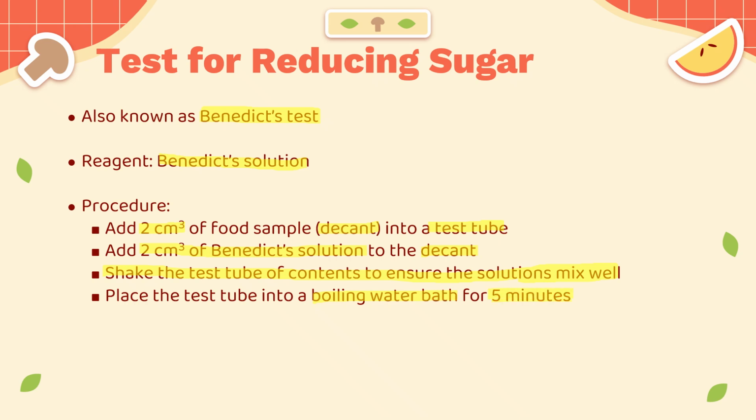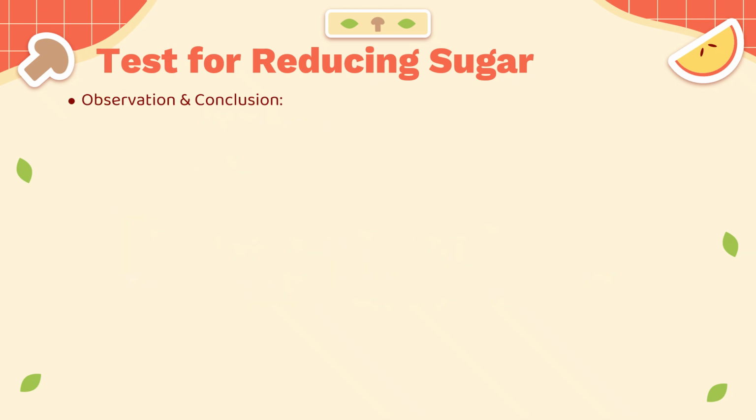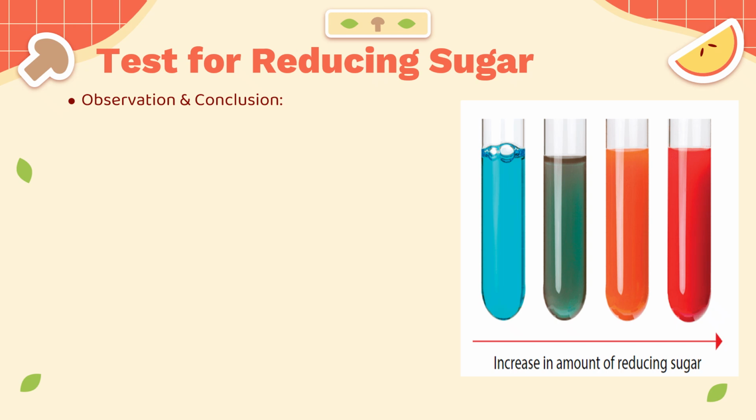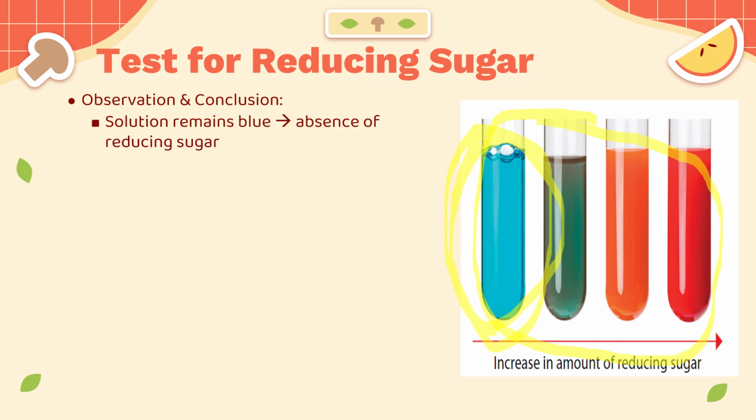In this 5 minutes, if there is reducing sugar, the solution will change color. If it doesn't change, then it will remain blue. So the observation is actually tied to the conclusion. This is a picture that shows you the change in color. If it's just this color that I'm circling right now, it means that there is no reducing sugar present, because this is the color of Benedict solution. So if the solution remains blue, then there is an absence of reducing sugar. Reducing sugar, by the way, is a type of carbohydrate.